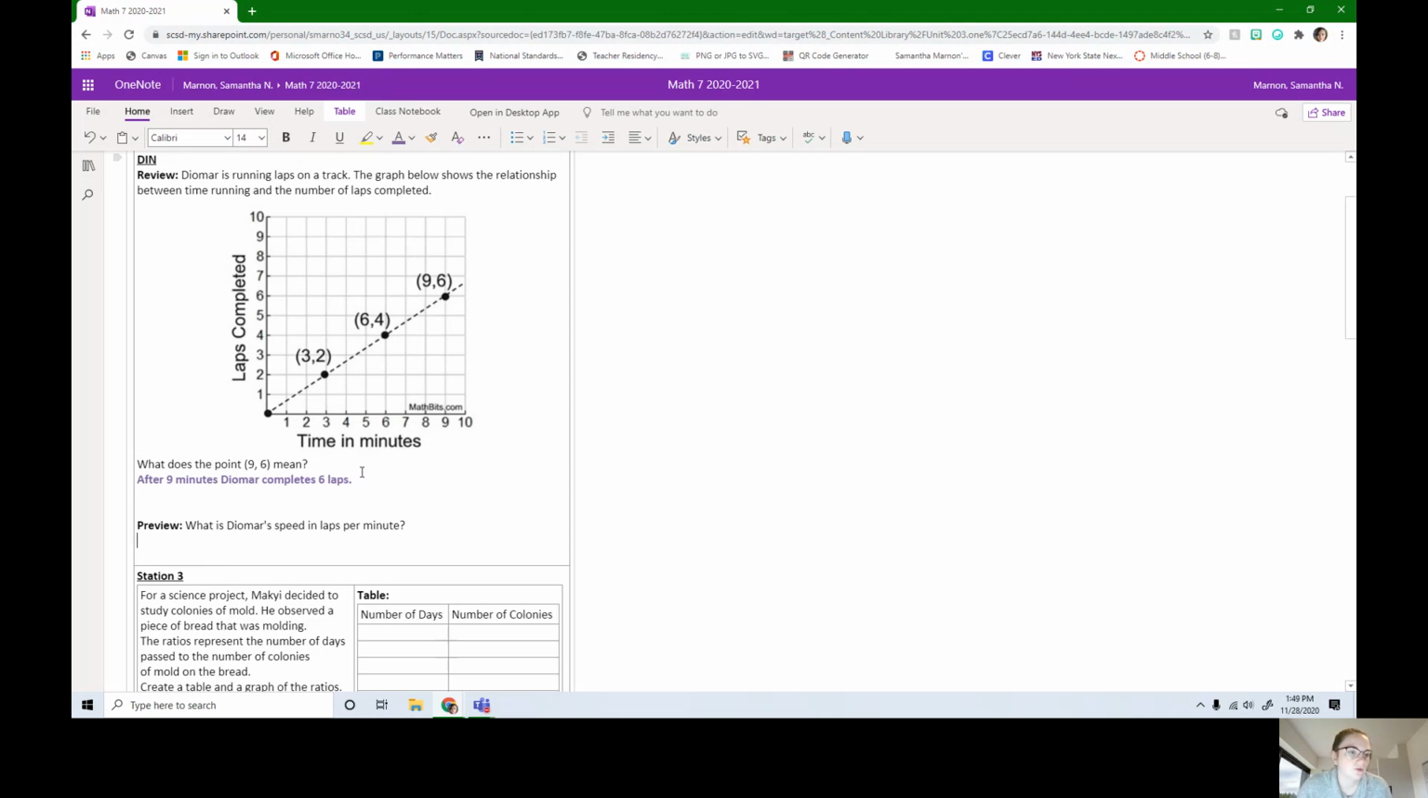Our next question: what is DMR's speed in laps per minute? So we need to do the unit rate, and I'm going to give you guys a hint right away. If you look here on our graph, at this 1, we don't have a perfect point that we can read on the graph. We don't know what this Y value is, so you're going to have to try something different. So pause the video, see if you can find the unit rate from this graph.